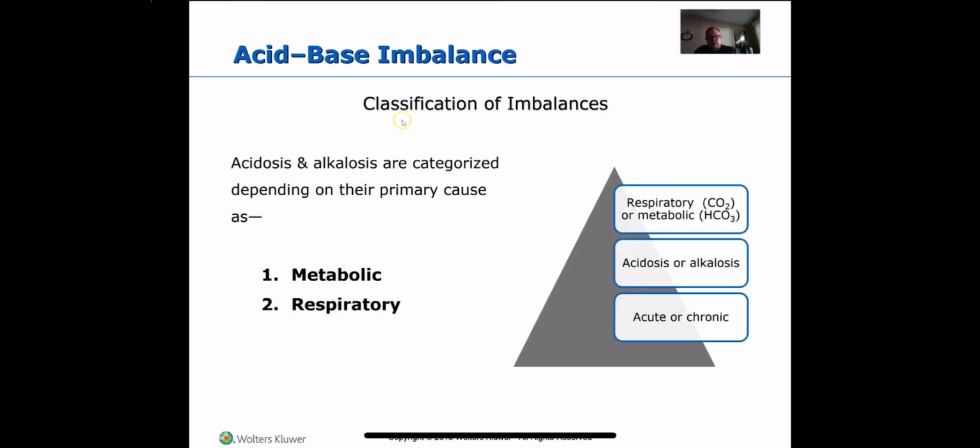Your imbalances can be classified depending on the primary cause. So you have basically 2 forms: you have a metabolic system, or you have a respiratory system. With these, we'll talk about whether it's too much CO2 or too little CO2, or too much bicarb or too little bicarb, and that will direct you to whether it's an acidosis or an alkalosis. And then acute or chronic: for example, a patient with COPD is going to be in a chronic state of respiratory acidosis because they retain more of their CO2.